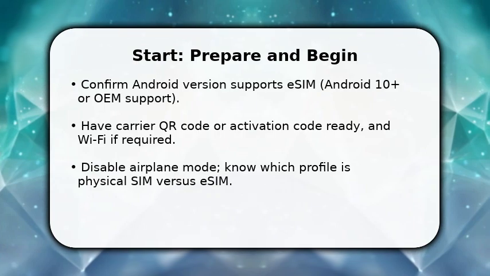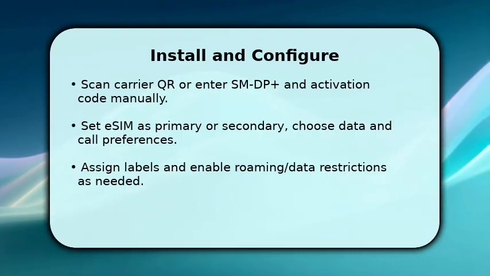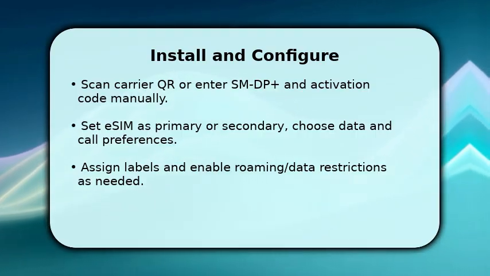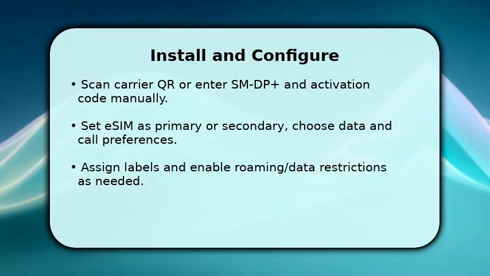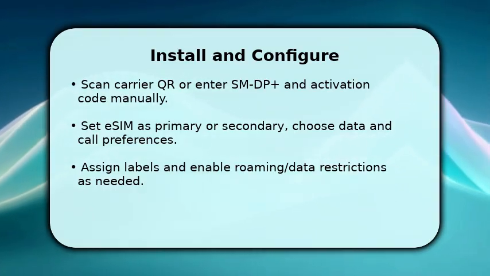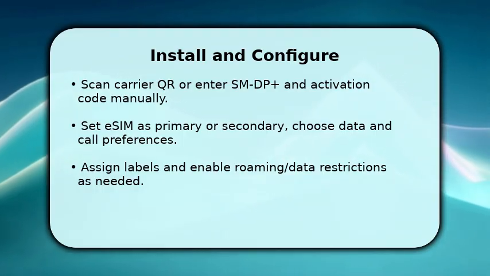Once you've launched Add Mobile Plan, scan the carrier QR or choose Enter Code and input the SMDP Plus and activation code precisely. That's how the carrier cryptographically provisions your profile. After the profile downloads, tap it and select use for mobile data, voice, or both depending on your needs. This determines billing and fallback behavior.